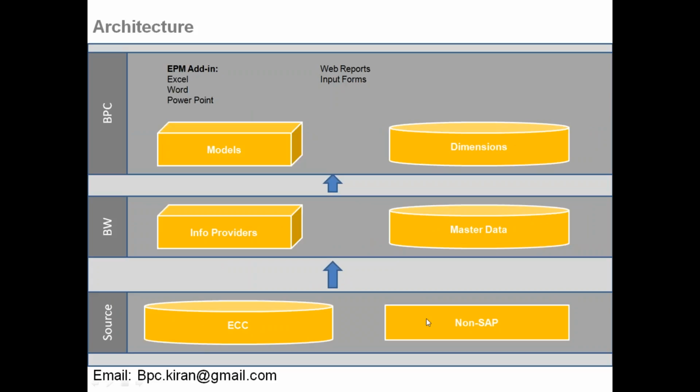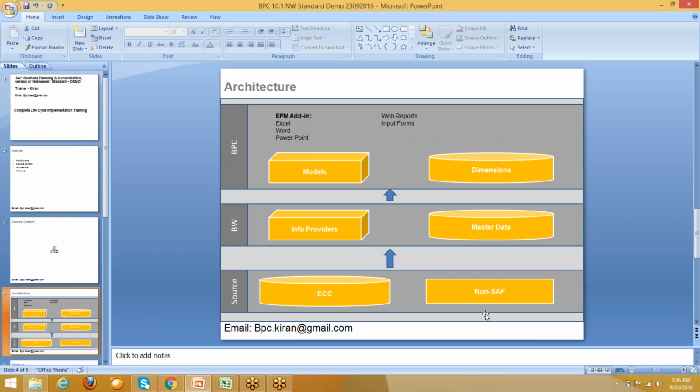You might have multiple sources. You might have ECC, non-SAP systems, multiple sources. So the actual data is loaded from the source system to BW system. From the BW system, the actual data, master and transaction data, is loaded to BPC.